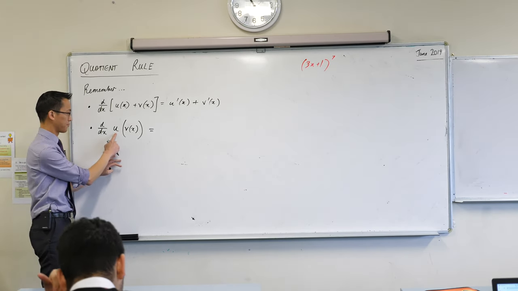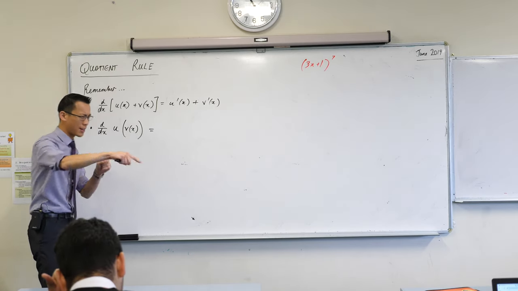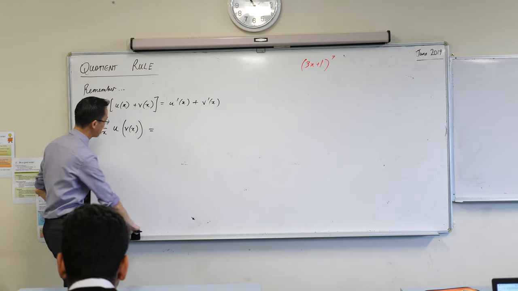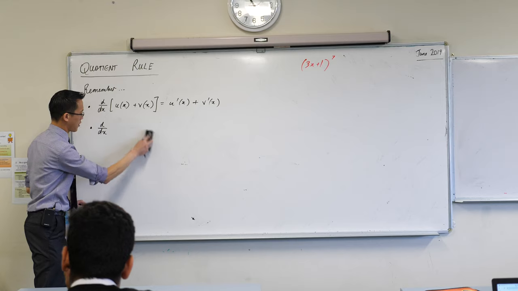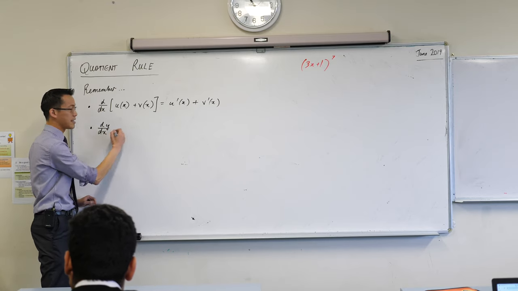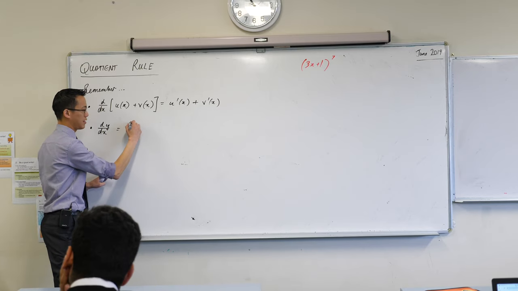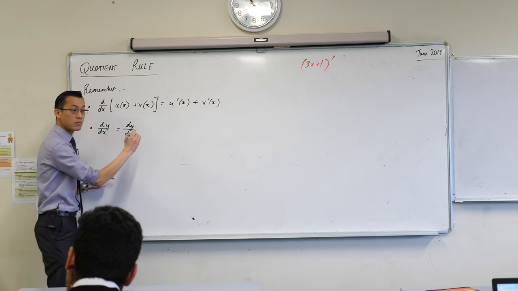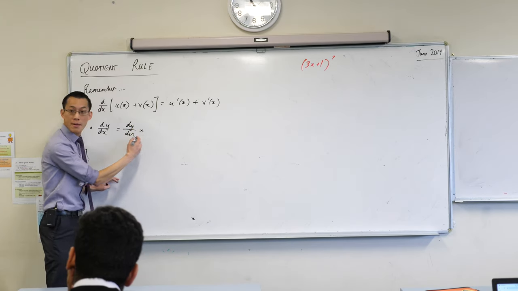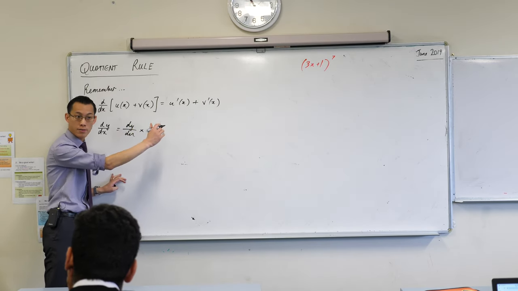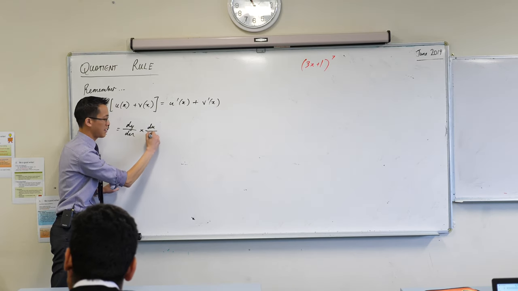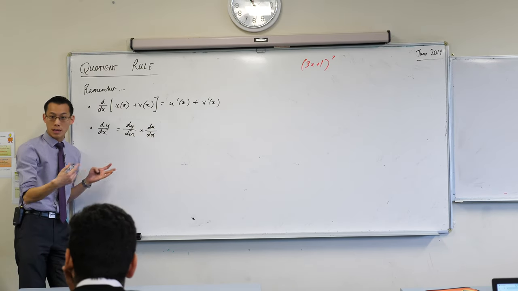Was it dy over du times du over dx? Very good. I'll do it the way you're suggesting first, because that is the old way we read it. So you said dy on du, and then you multiply that by, chained along, another derivative, du on dx. And that's why you saw those du's cancel.